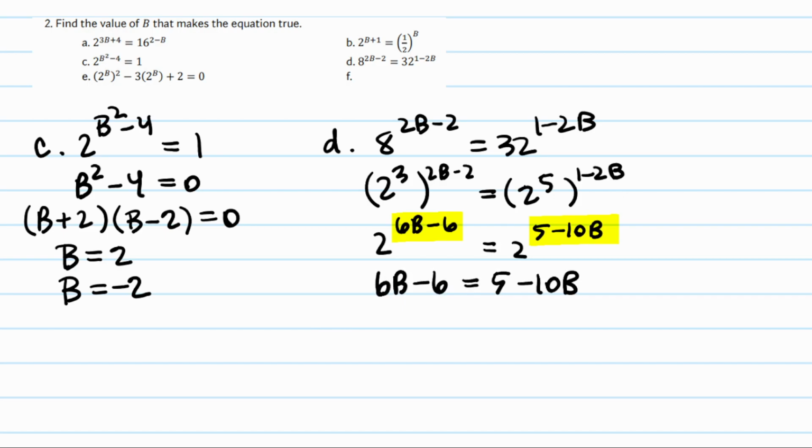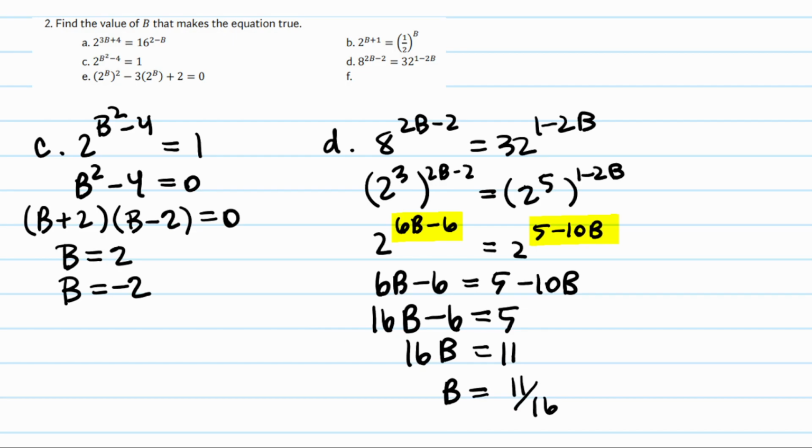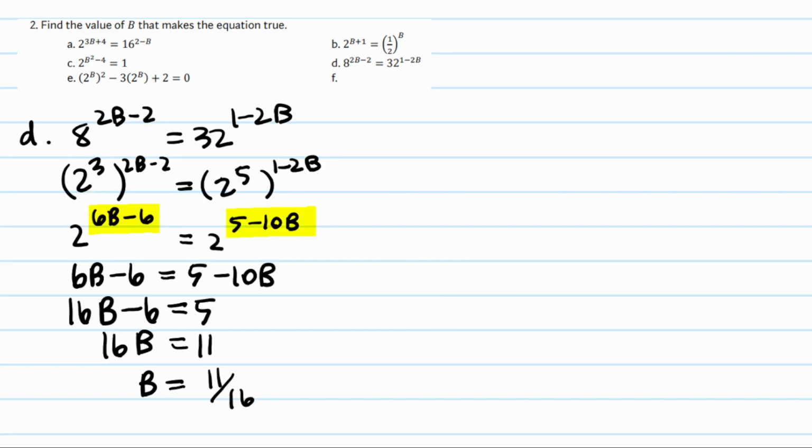And I might add 10b to both sides. Then I might add 6 to both sides. And then I'd get b equaling 11 over 16. And then the last one is E.